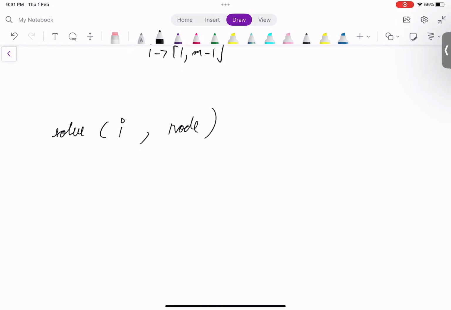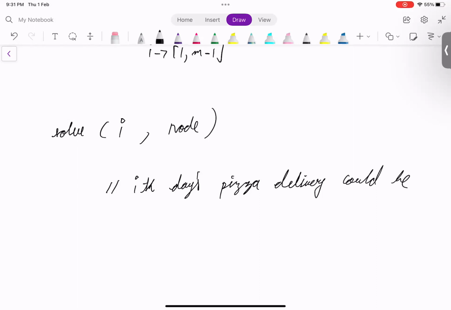So now there can exist two scenarios for the ith day's delivery. The first case is that the ith day's pizza delivery could be done by the person who is on destination of I minus one.